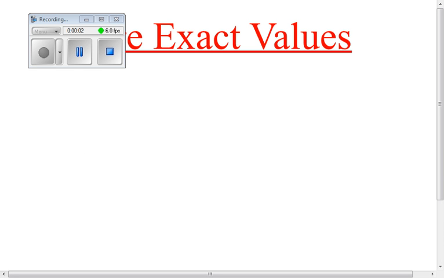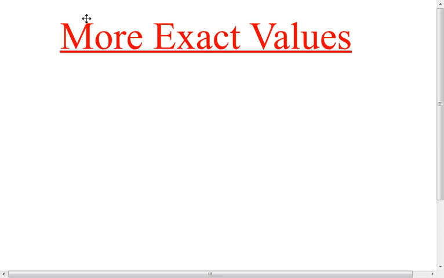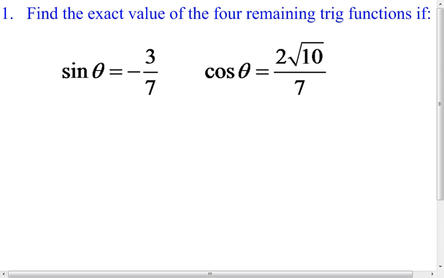We are going to use our trig functions again to find some more exact values. Alright, here's a situation where I gave you a sine ratio and a cosine ratio, and you need to find the 4 remaining trig functions.